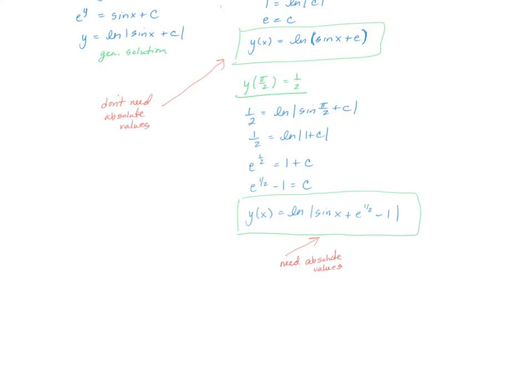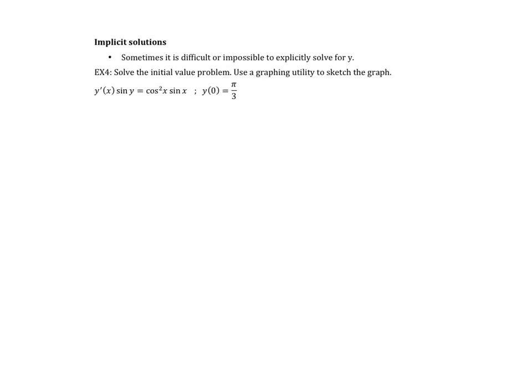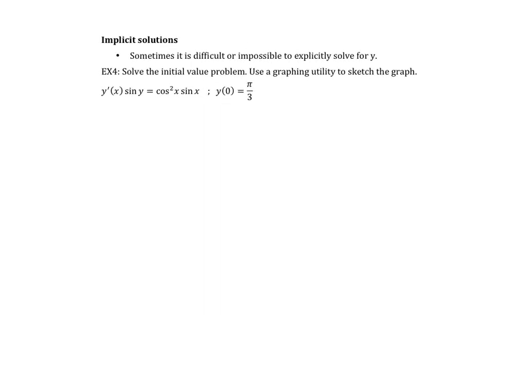So sometimes it's difficult for us to solve for y and get y by itself. And that would be the next example, in example 4. So this is what we call an implicit solution. Implicit just means we don't want to get y by itself. Okay, so sometimes it's difficult, or maybe it's impossible to get the y by itself.